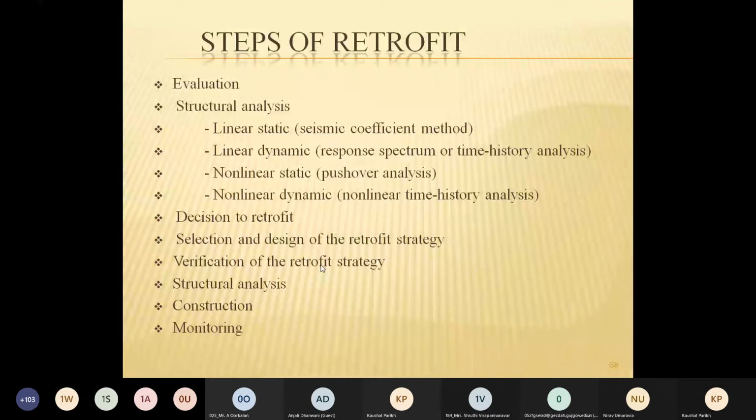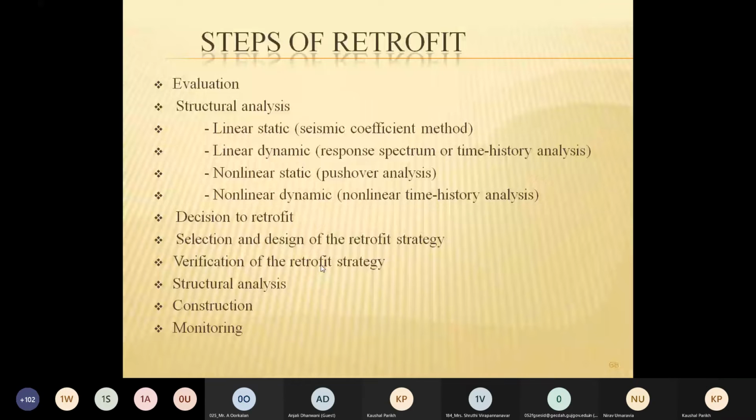Then comes the selection and design of the retrofitting strategy. After that, verification of the retrofitting strategy has to be done, and once again structural analysis is done using the retrofitted structure. Then we go to the construction side, that is, application of the retrofitting strategy, and finally the monitoring of that particular structure after application of the retrofitting.